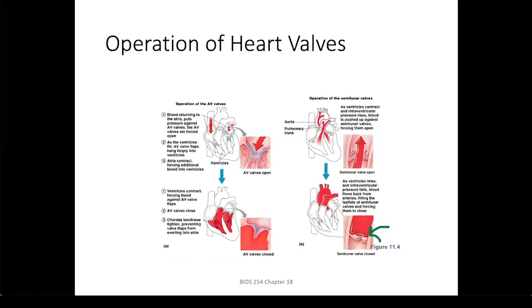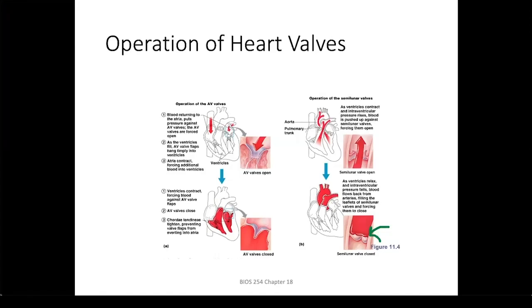The ventricles will contract to increase the pressure in the ventricles. As soon as ventricular pressure is greater than the arterial pressure, the semilunar valves open and blood is ejected from the ventricles. When the blood leaves the ventricles, the pressure in the ventricles will drop and become lower than the pressure in the arteries that drain them.